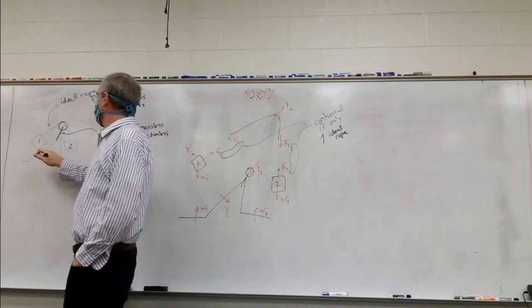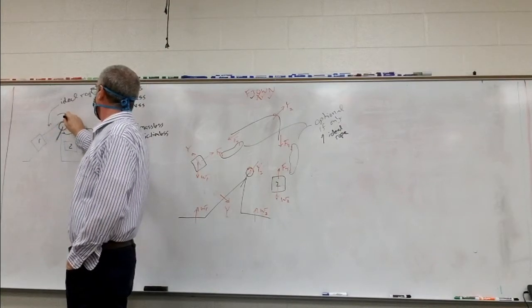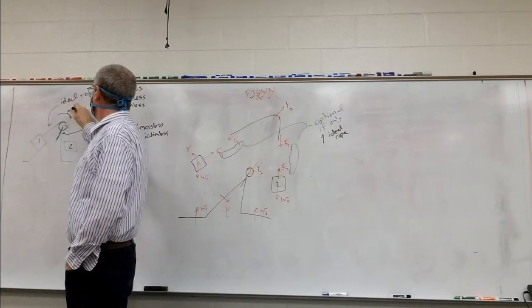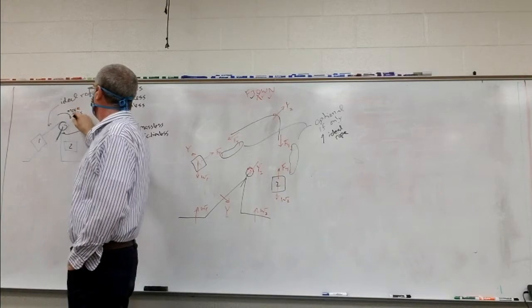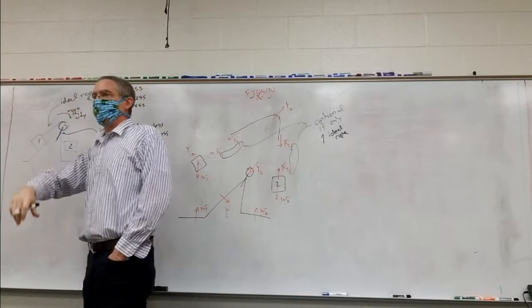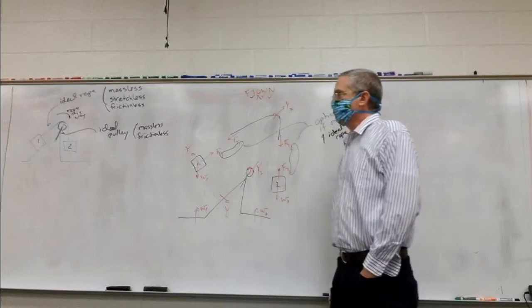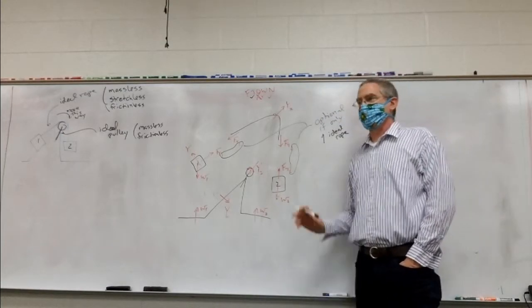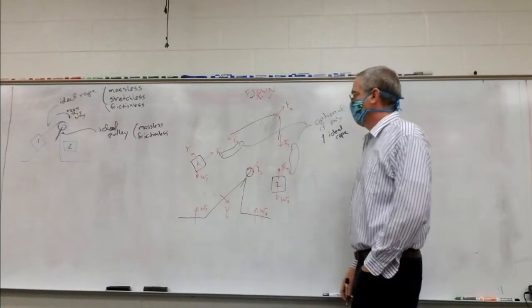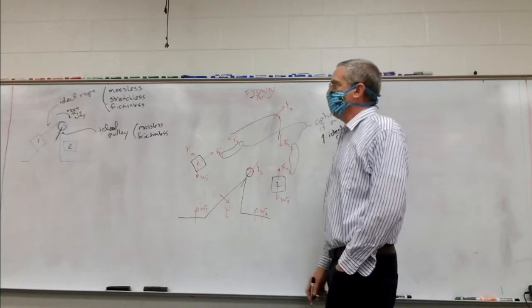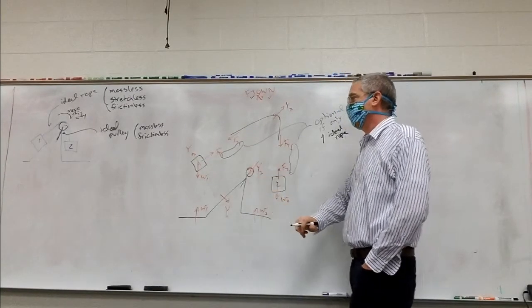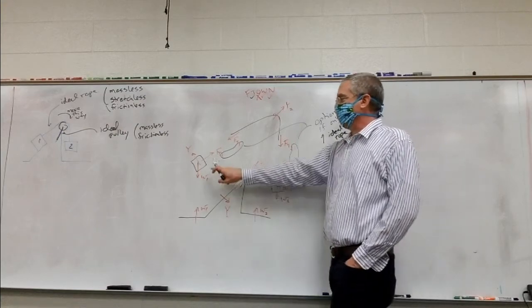So for this, let's assume that it's going to move this way. Why? Just because I said so. Definitely, I could set up a situation where it's going the other way. So if it's moving that way, the way I've indicated right there, which way will the friction act on mass 1?